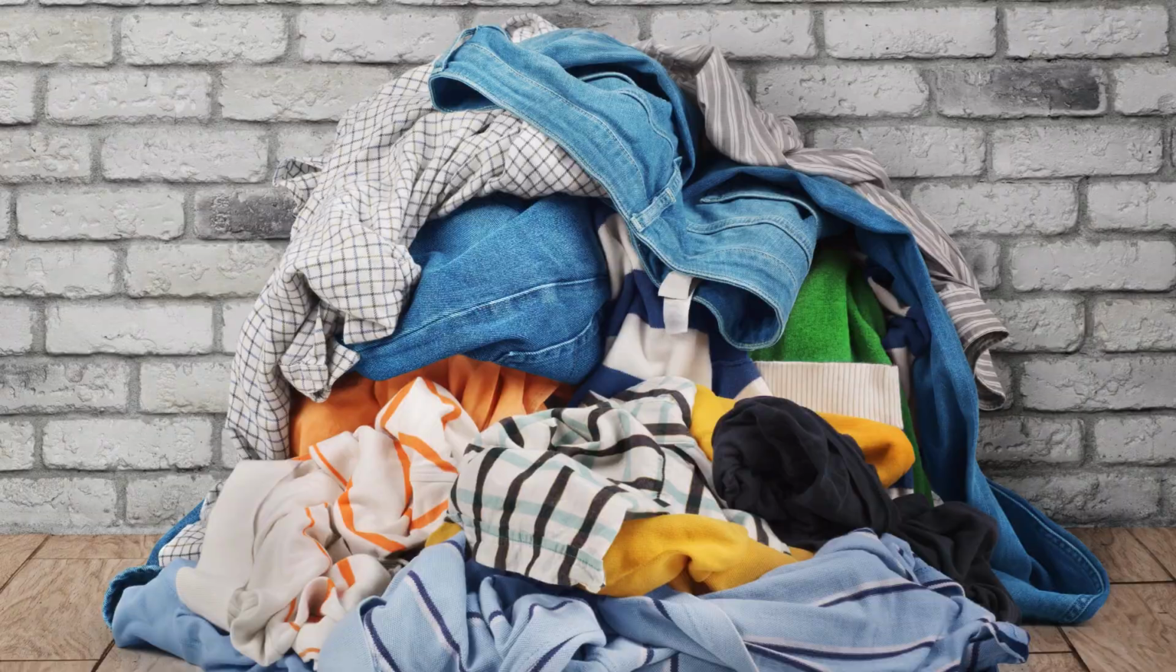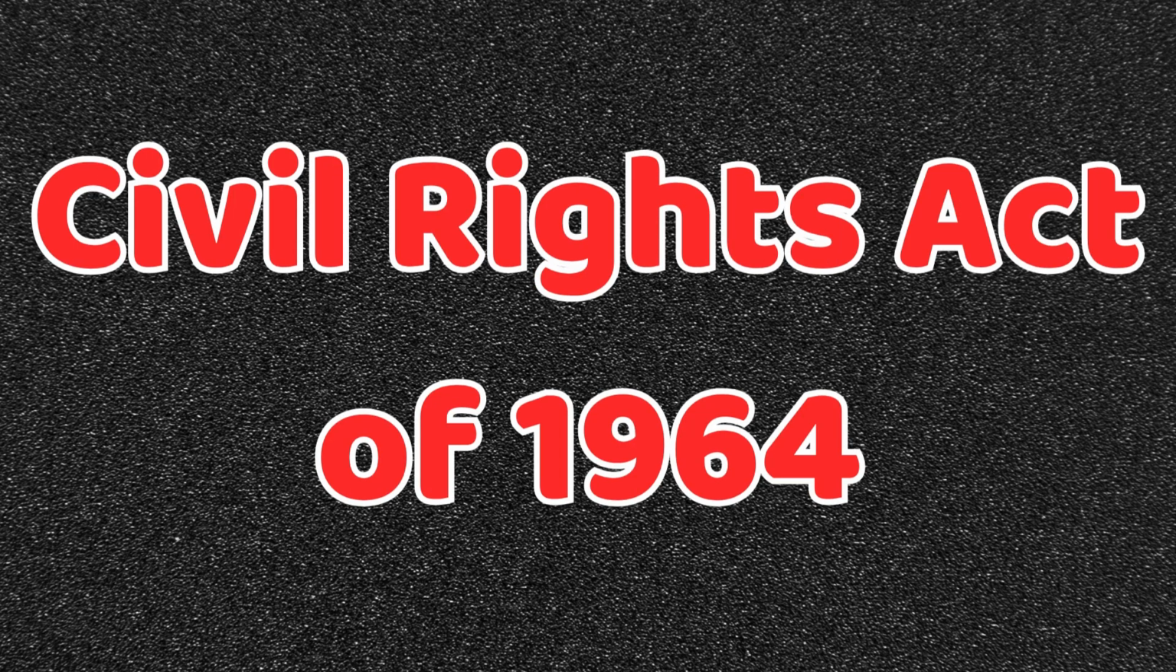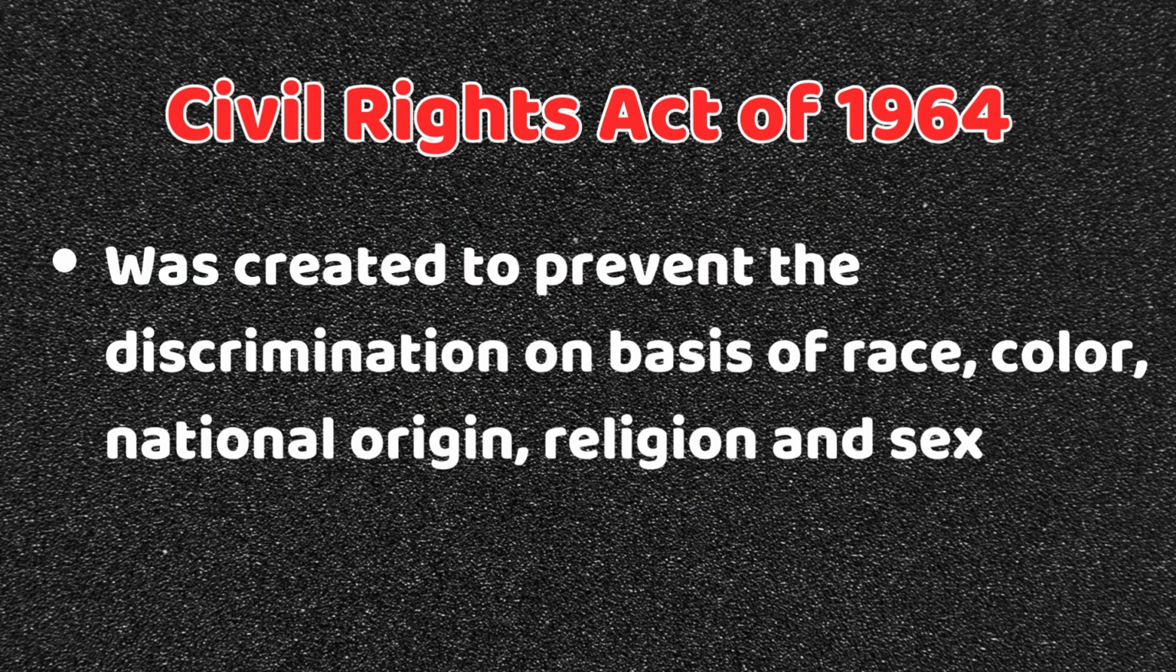Also, disclosure sounds like disclothes, or laundry clothes. Then we have the Civil Rights Act of 1964. This was created to prevent discrimination on the basis of race, color, national origin.